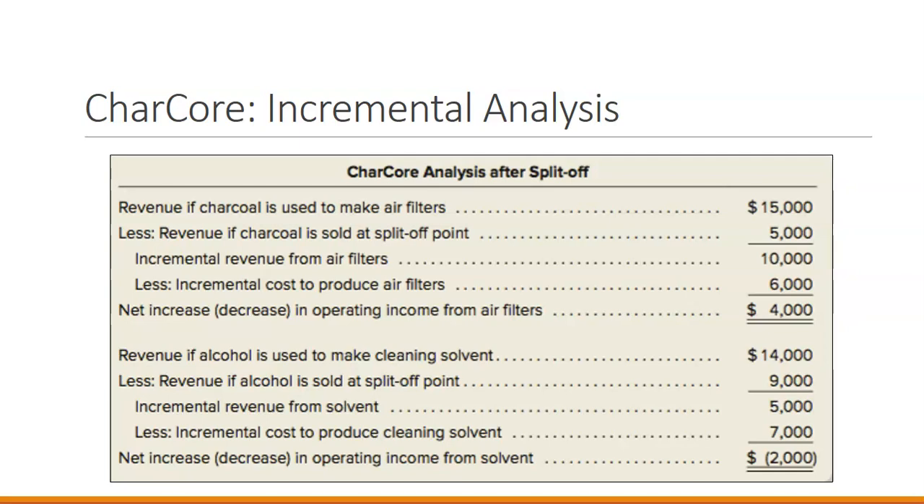However, for the alcohol, the incremental cost to produce the cleaning solvent is more than the incremental revenue from that solvent. So we're better off processing the charcoal further, but selling the alcohol at the split off point.